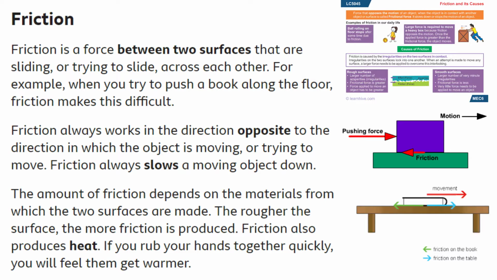The amount of friction depends on the materials from which the two surfaces are made. The rougher the surface, the more friction is produced. Friction also produces heat. If you rub your hands together quickly, you will feel them get warmer.